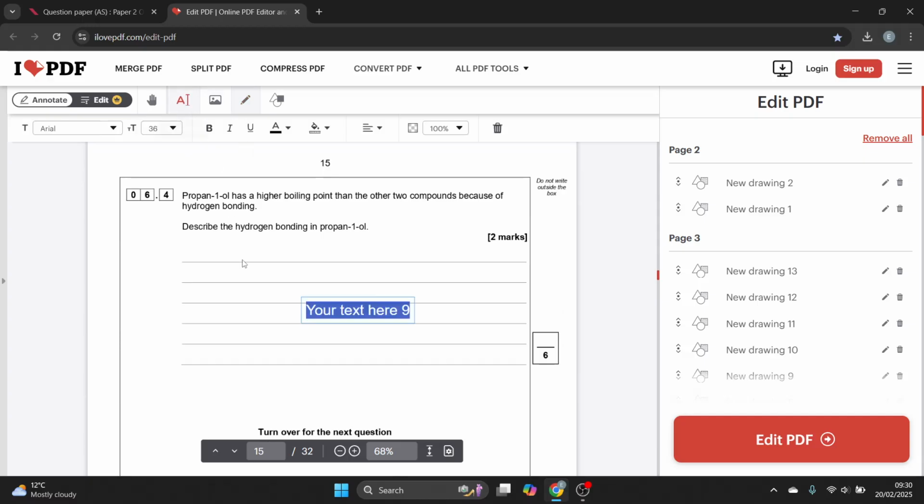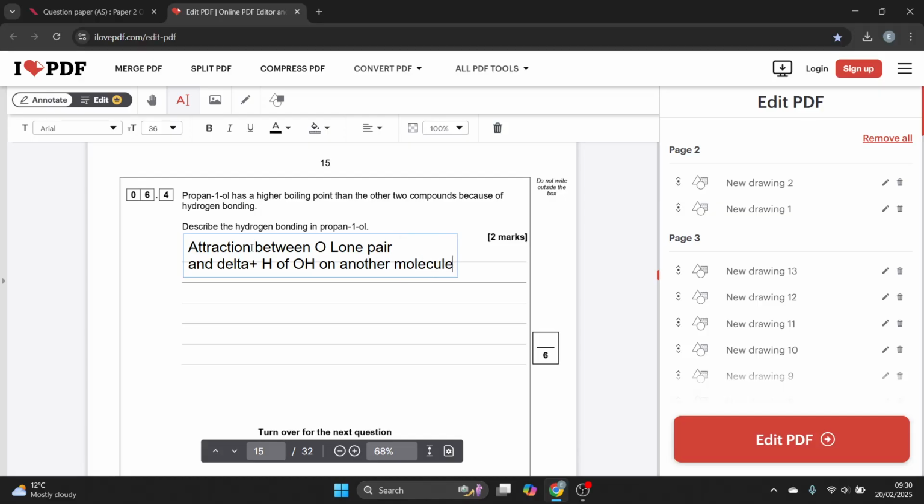Describe hydrogen bonding in propanol. Attraction between the oxygen lone pair and the delta positive hydrogen of the OH on another molecule.